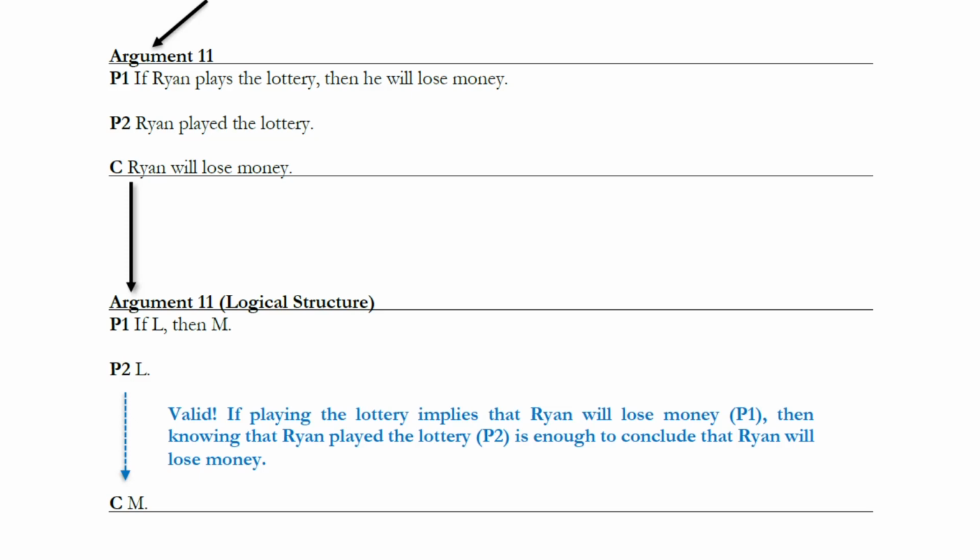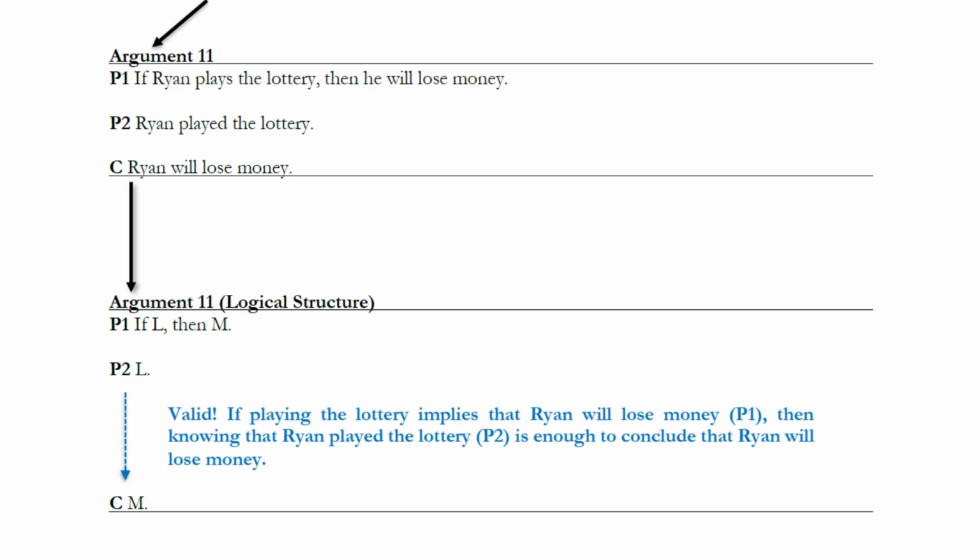However, in this case, the correct inference is made. Given P1, if we know, as stated in P2, that Ryan played the lottery, then we will conclude that he will lose money. Premise 1 tells us that losing money will be a consequence of Ryan playing the lottery. Therefore, if we know that Ryan played the lottery, we also know that Ryan will lose money.